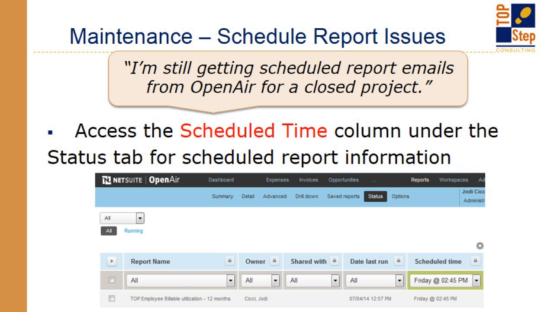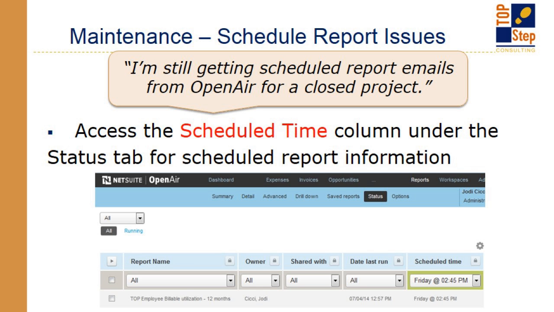So another thing with maintenance is scheduled time. Sometimes people are getting reports for a project that's closed, or a report that they don't even know why they're getting. When was it scheduled? People keep pushing out scheduled reports. Are they using it? What is this for? So there's a new feature, the status tab. You can go into the status tab and look at information about those reports, like when it was scheduled, and try to maintain those reports.